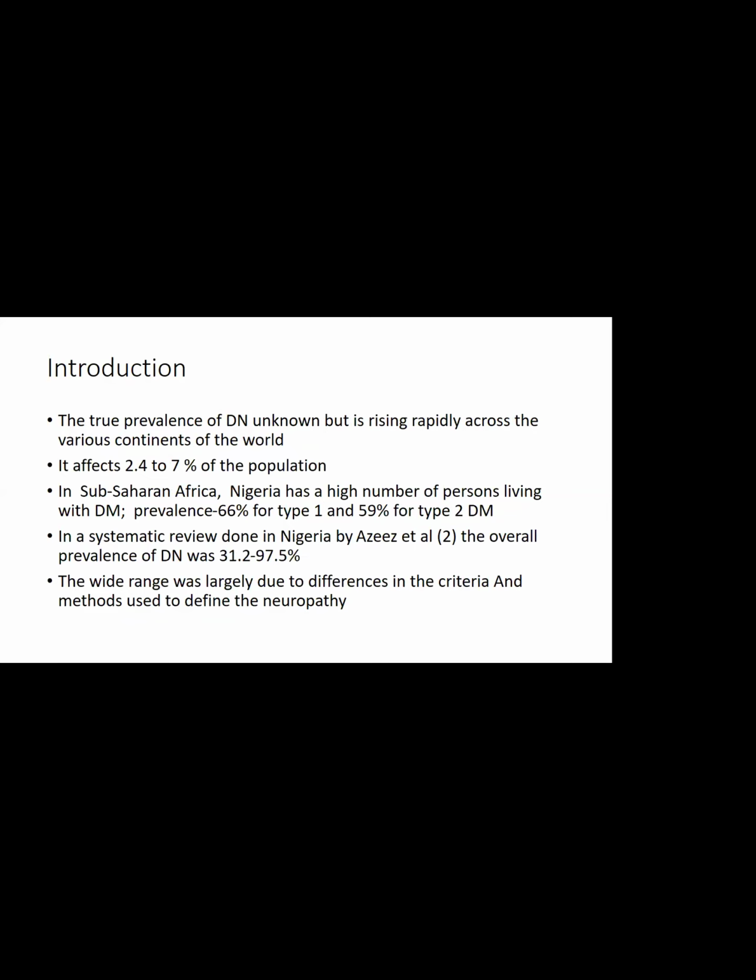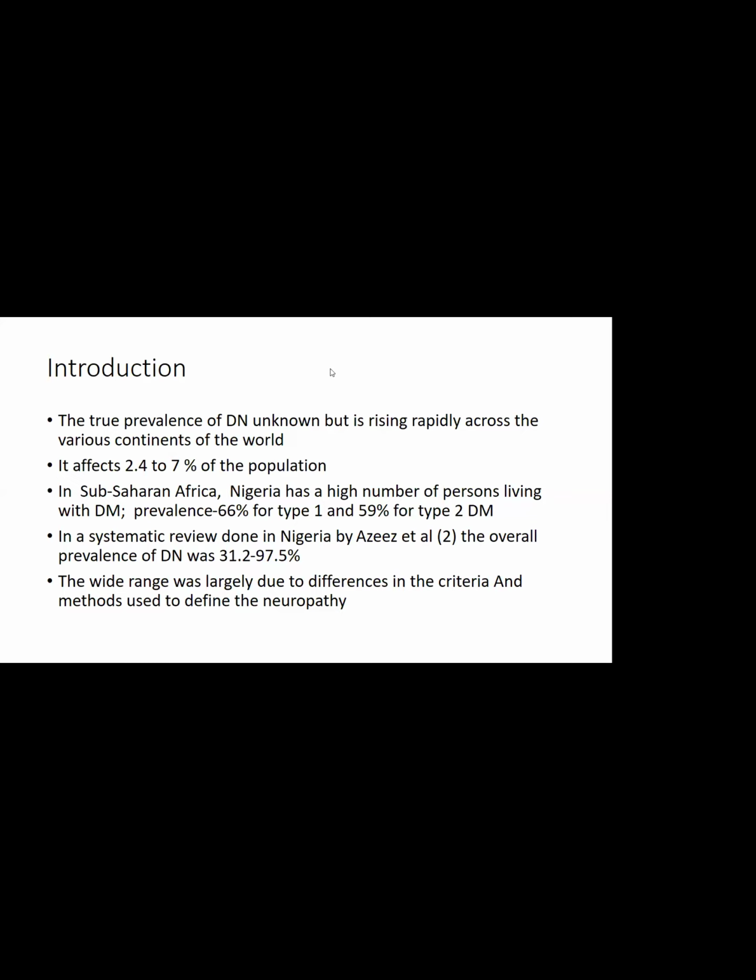The true prevalence of diabetic neuropathy is unknown. However, we know that the prevalence is increasing worldwide. It affects 2.4 to 7% of the population. In our own environment in Nigeria, we have a high number of patients with diabetes mellitus. And diabetic neuropathy is commoner in type 1 as compared to type 2.